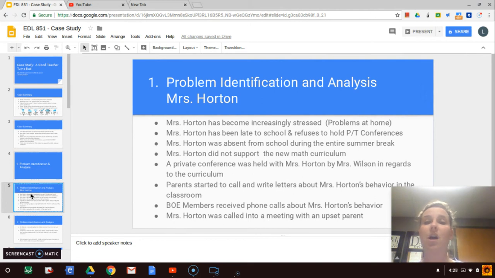Mrs. Horton did not support the new math curriculum. Mrs. Wilson did have a private conversation with Mrs. Horton in regards to the curriculum, and not much had changed because of that. Parents are now starting to call and write letters about Mrs. Horton's behavior in the classroom. Board of Education members have received phone calls, and Mrs. Horton was called into a meeting with an upset parent.